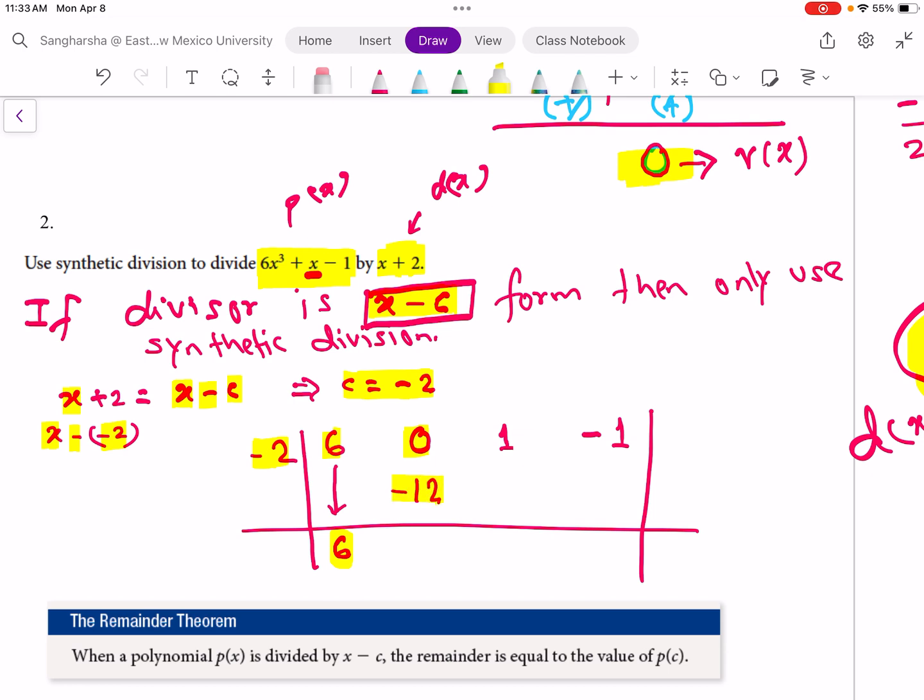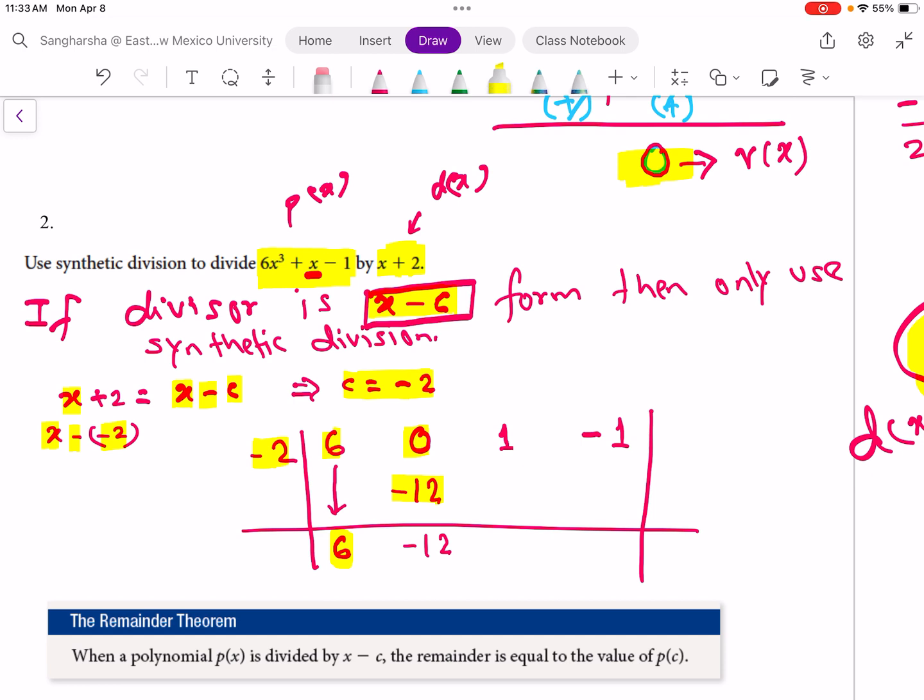Now we do not change sign here. When we are using synthetic division, we do not change sign. So 0 minus 12 is -12. We are not changing sign when we are using synthetic division. We only do that for the long division.